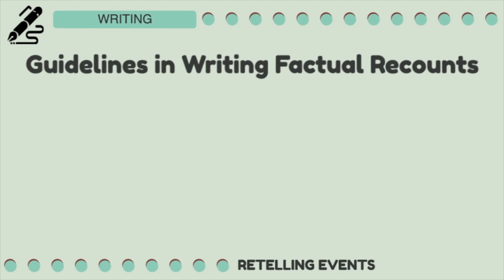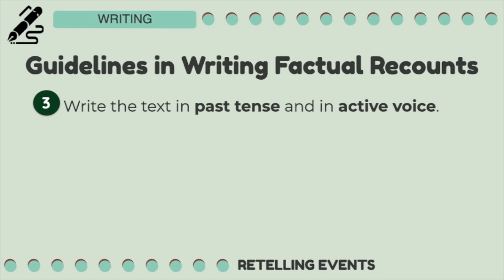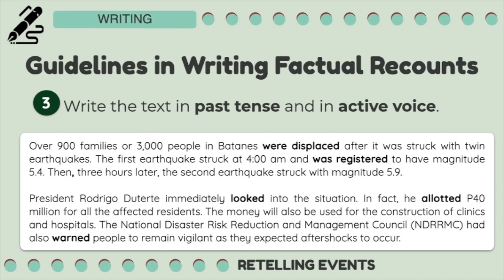Number 3. As the event happened in the past, write the text in past tense and in active voice. In this example, we can see that the verbs are in the past tense. These are: were displaced, was registered, looked, allotted, and warned.